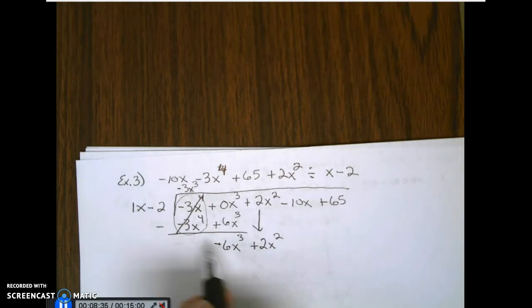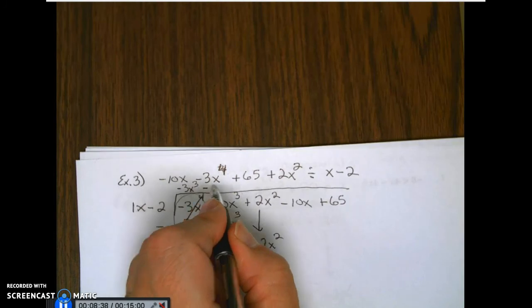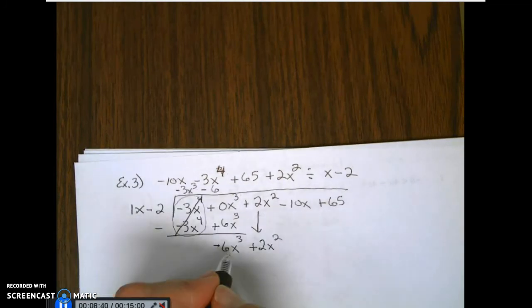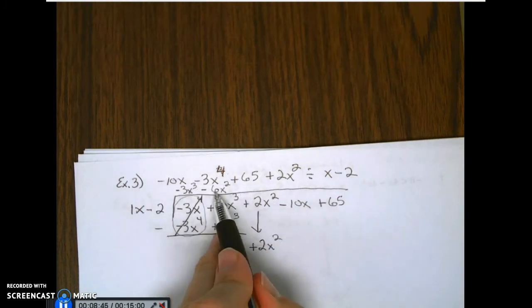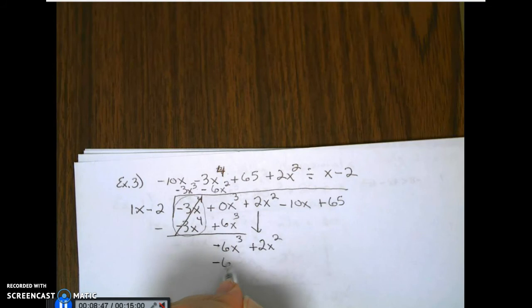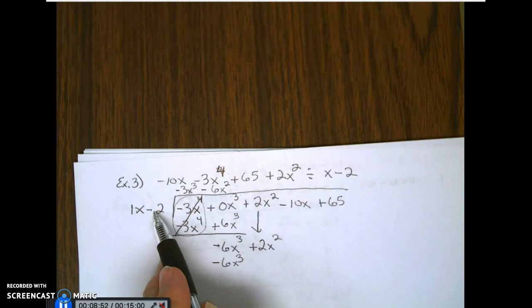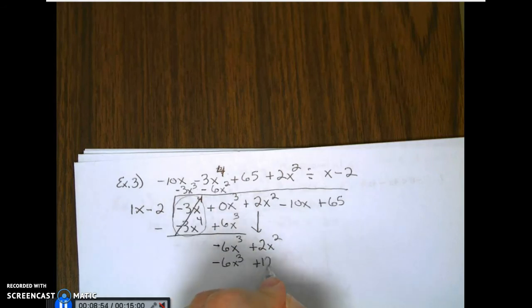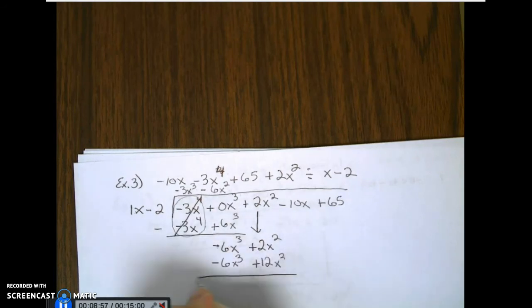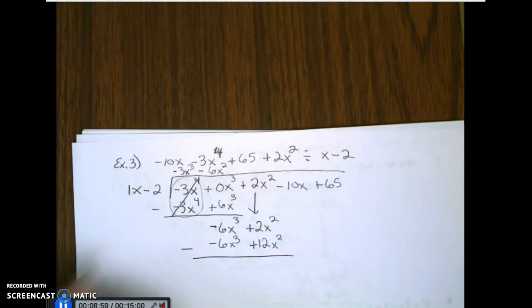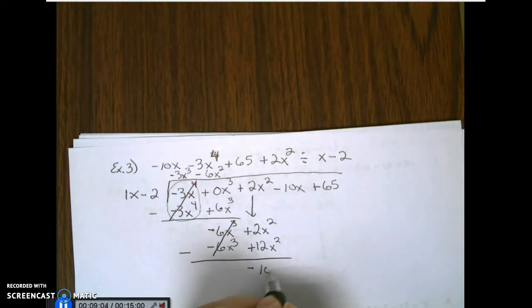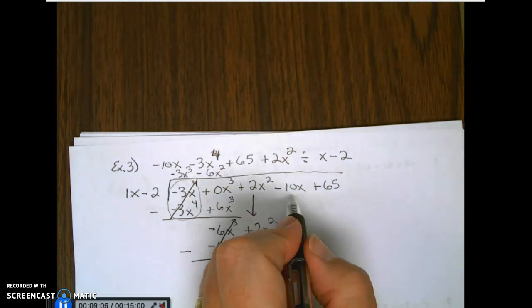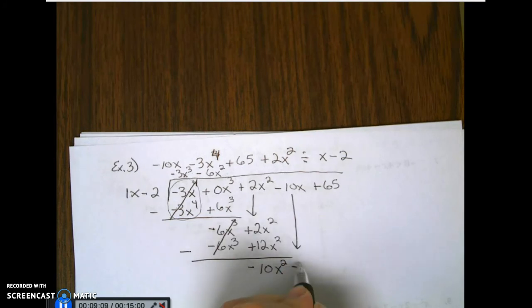Okay? All right, back to the same process again. So 1 times what is negative 6? Negative 6. X times x squared is x cubed. So this times this is this. And then this times this, that's going to be a positive 12x squared. And then we subtract. So that's going to cancel. 2 minus 12 is negative 10. Okay, bringing down the next term, the linear term.